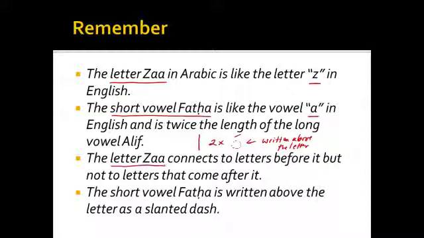Now the letter za connects to letters that come before it, but not to letters that come after it. So in the medial position, the za looks like this, just like the ra and the dal and the dhal and the alif and the waw. It connects here, but does not connect here. And the short vowel fatha is written above the letter as a slanted dash. So again, when we write the za in the medial position, we would write the fatha above it like that.